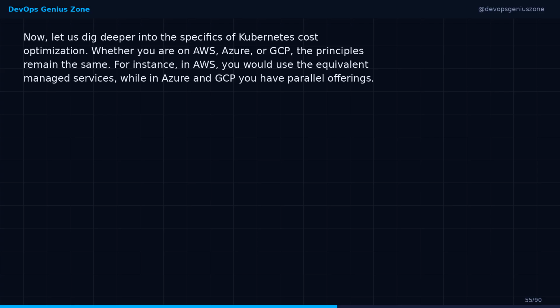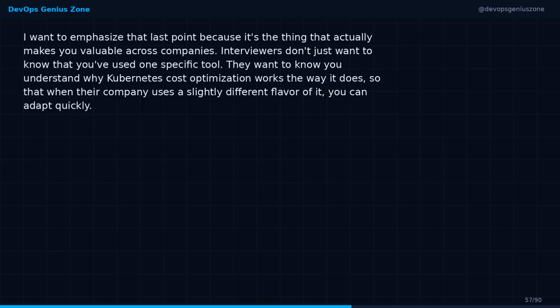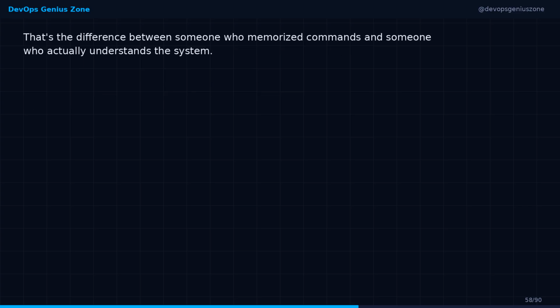The key is understanding the abstraction layer Kubernetes cost optimization provides, because once you understand the abstraction, moving between cloud providers becomes a matter of translating syntax, not relearning concepts from zero. I want to emphasize that last point because it's the thing that actually makes you valuable across companies. Interviewers don't just want to know that you've used one specific tool. They want to know you understand why Kubernetes cost optimization works the way it does, so that when their company uses a slightly different flavor of it, you can adapt quickly. That's the difference between someone who memorized commands and someone who actually understands the system.